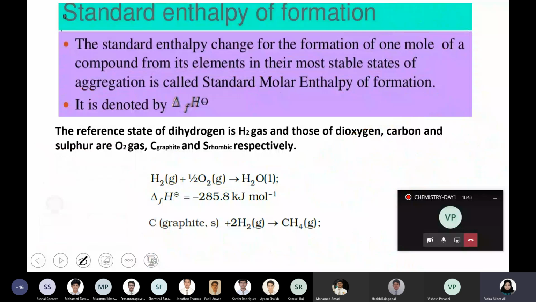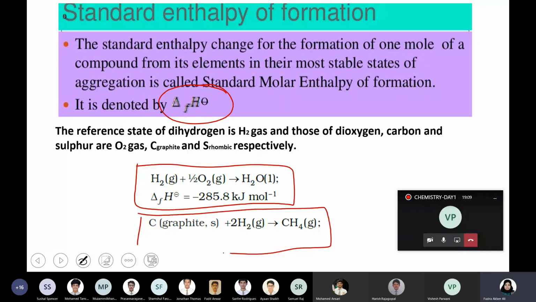So I'll just repeat, standard enthalpy of formation, it is the enthalpy change during the formation of 1 mole of a compound from its elements under the standard state or condition. And you should know what is its representation symbol. And you can write one example over here, hydrogen, and one more is given here for methane gas.